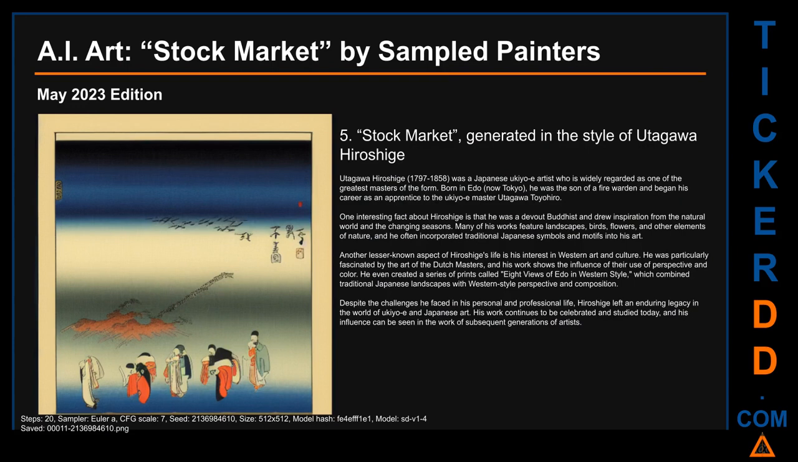Here is Stock Market, generated in the style of Utagawa Hiroshige. Utagawa Hiroshige, born in 1797 and died in 1858, was a Japanese ukiyo-e artist who is widely regarded as one of the greatest masters of the form. Born in Edo, now Tokyo, he was the son of a fire warden and began his career as an apprentice to the ukiyo-e master Utagawa Toyohiro.